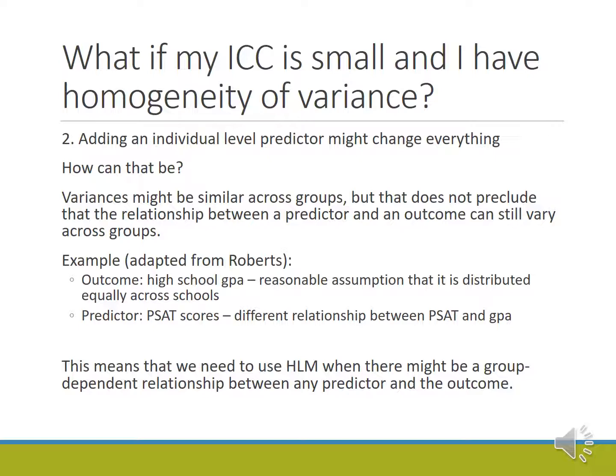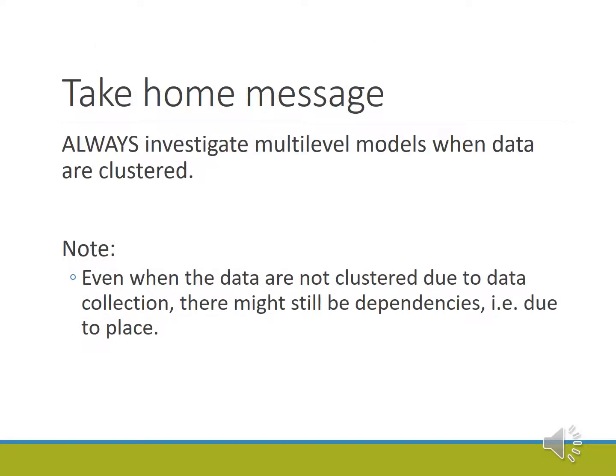So what does this mean? This means that we need to use HLM when there might be a group-dependent relationship between any predictor and the outcome. And I would challenge you to find those where you can reasonably argue, and nobody can poke a hole in this argument, that that is not the case. So just in case this has not completely clicked, my take-home message is always: investigate multi-level models when the data are clustered.